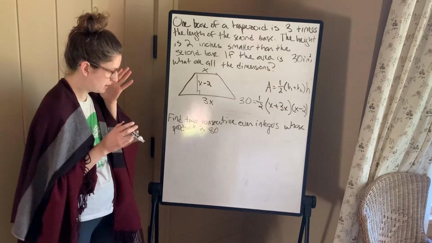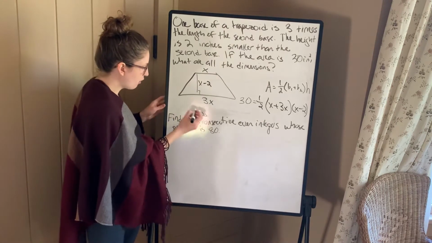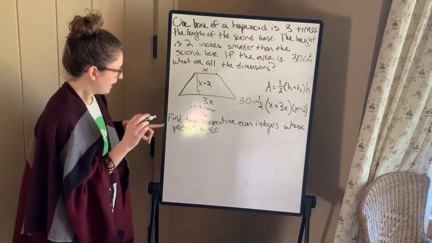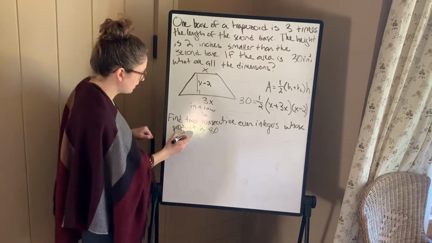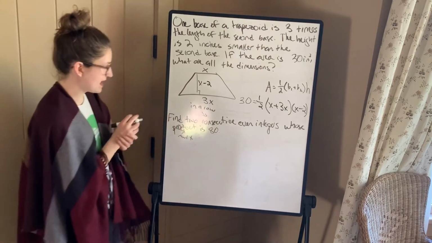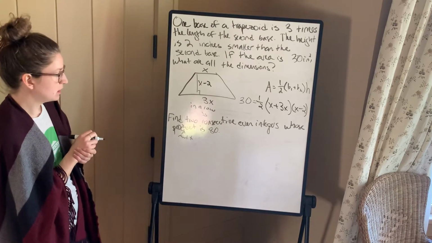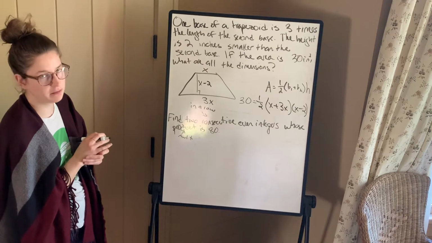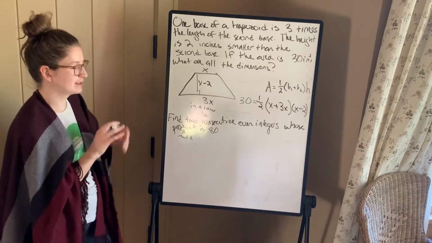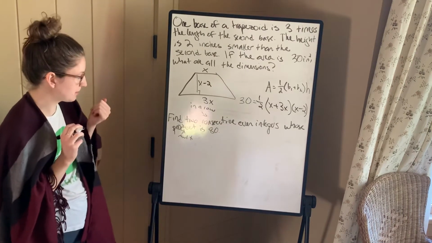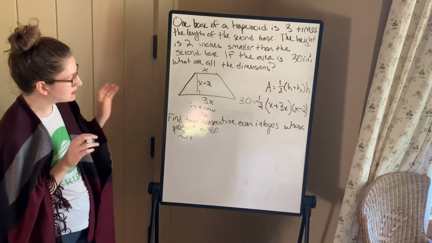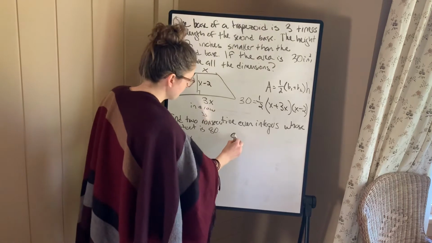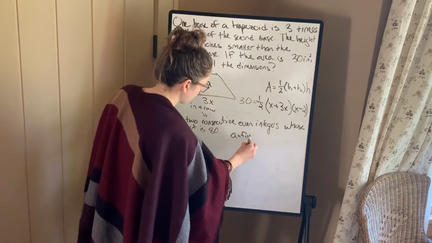So many math words. Consecutive means in a row. Even, you know what even means. And whose product, that means multiplication, is 80. So this one we can't draw a diagram for. Maybe you could. I'm not going to draw a diagram because it's not a physical thing. This is all just about numbers. But as we did here, let's assign a variable. Let's say a is the first even number.